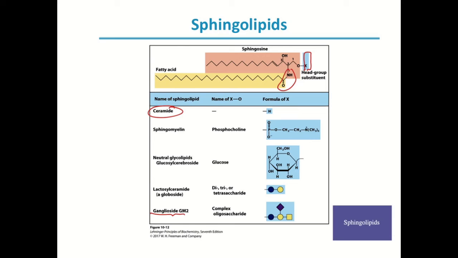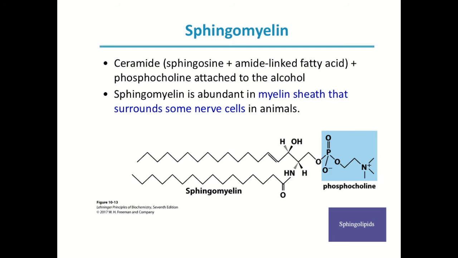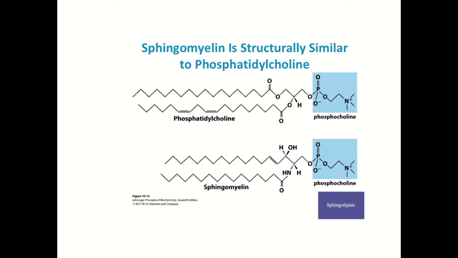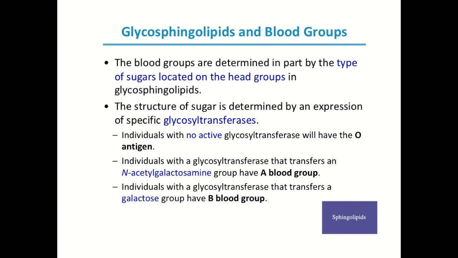Gangliosides are very complex, and they have complex oligosaccharides as the head group substituent. And these shapes and symbols are abbreviations for sugars, as shown in Table 7.1 of Chapter 7. Here is a picture of sphingomyelin, which is abundant in the myelin sheath that surrounds some nerve cells in animals. Notice here that sphingomyelin is structurally similar to phosphatidylcholine. They have the same head group, but the phosphatidylcholine does not have sphingosine in it, and instead is derived from a glycerol phosphate.